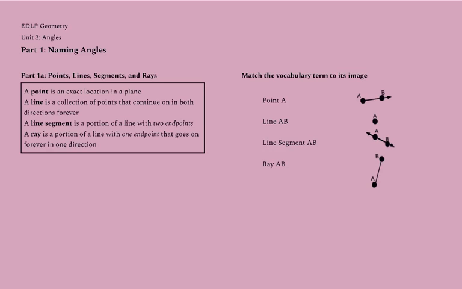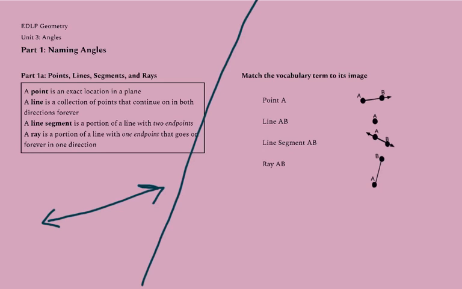What I think gets tricky from there is we kind of use the word line to mean a lot of different things, but a line is a collection of points that continues on in both directions forever. So what's important for a line is that it has these arrows, or say it goes all the way through whatever image, and then we're to assume that it continues on forever.